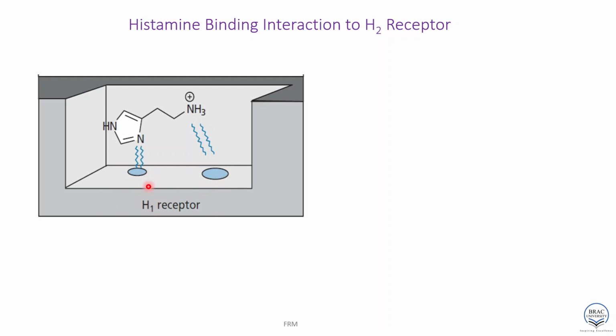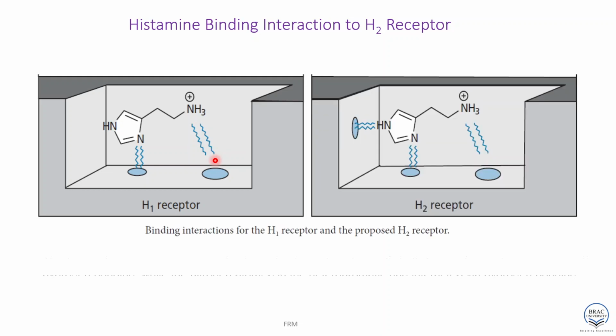One domain mainly interacts with this histamine nitrogen, this portion of the receptor H1, and this side chain terminal nitrogen, the terminal amino group, alpha amino group, mainly interacts with this receptor in case of H1 receptors.